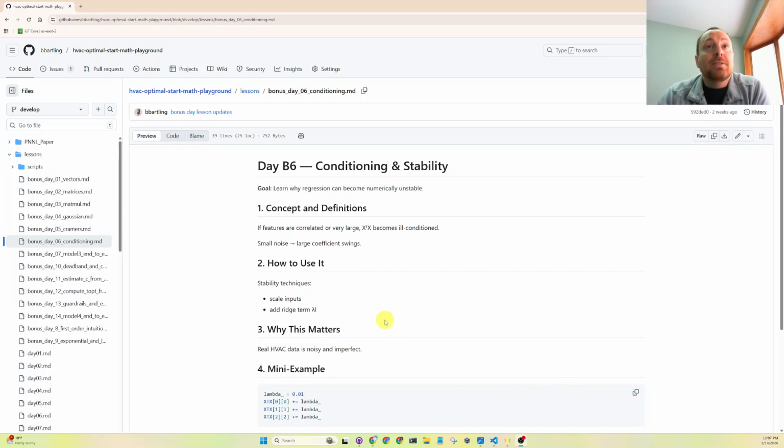Hey, what's up, guys? So here we are back again for some more mechanical engineering theory on the optimal start math playground, predicting the optimal amount of time to start an HVAC system, which we've been talking about a lot here. So we're about halfway through the course. Read the paper in the repo. This is the research paper that we're going off of.